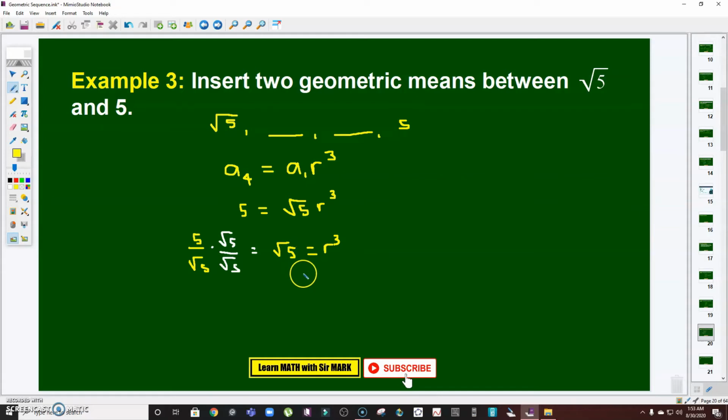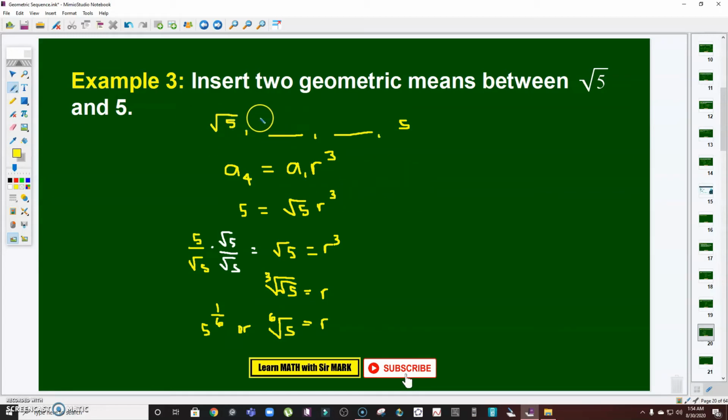But since I'm just after r, extracting the cube root, I'm going to have the cube root of square root of 5. And that cube root of square root of 5 is actually the sixth root of 5. Or, if I want to express it as a fractional exponent, that will be 5 raised to 1 over 6. There you go. So from there, ma-obtain na natin yung second term.